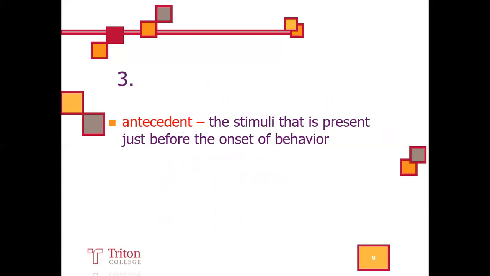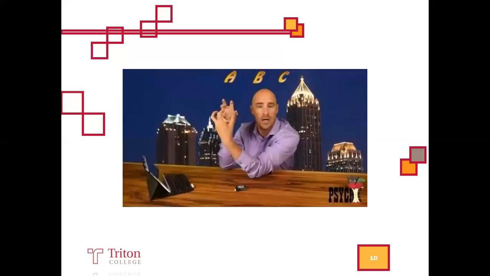So then we have an antecedent. This is a stimulus that is present just before the onset of behavior. So this happens right before the behavior, or sometimes a long time before the behavior. This is my friends at PsychoPros, another great video. Take a look at that when you get a chance.